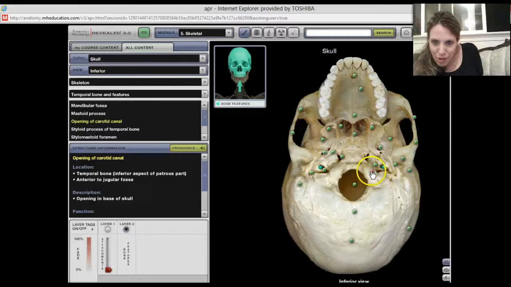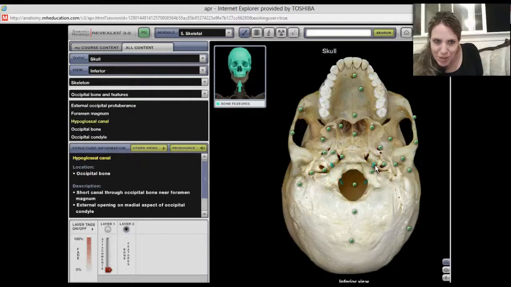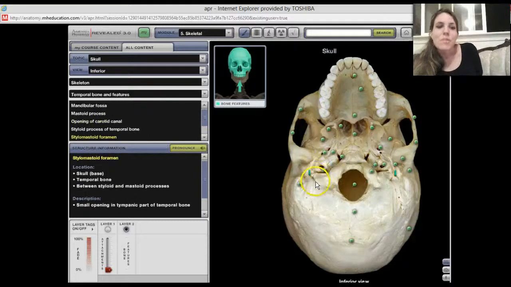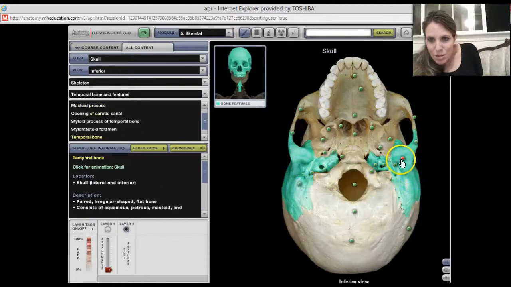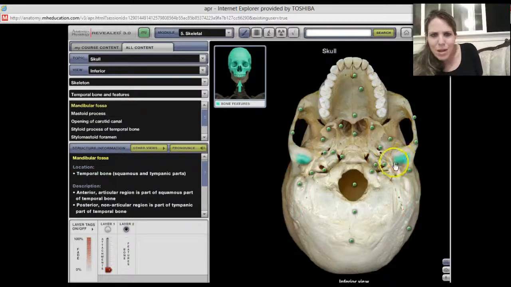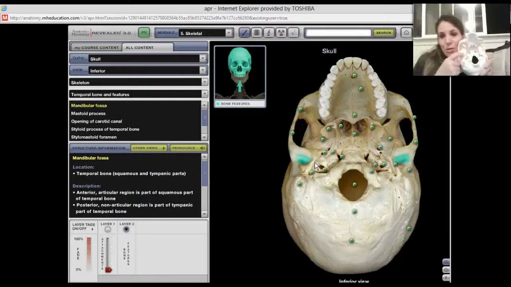Now, here are your occipital condyles, which means right next to them is your hypoglossal canal. So the hypoglossal canal is where the hypoglossal nerve goes through. Boy, I think we're getting it. And then over here, remember we said that's your stylomastoid foramen because it's right behind your styloid process. And your mastoid process is over here. And you know what? I think we're getting it. Okay, we said temporal bone. Anything else here we need? Oh, and there is the mandibular fossa that we already talked about. That mandibular fossa over here.